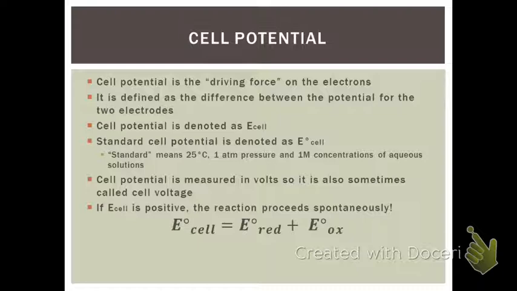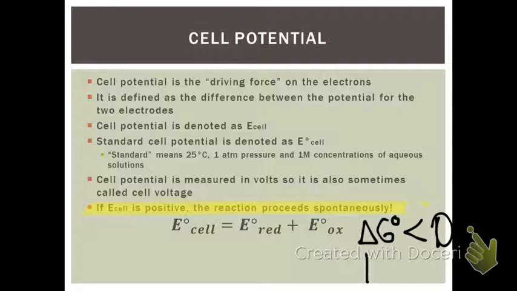And if you calculate it, and your E cell is positive, this is huge. If you get a positive E cell, then the reaction is spontaneous. So remember, if you think back to a couple chapters ago, delta G, which is the ultimate predictor of spontaneity, when delta G was less than 0, it was spontaneous. And when K was greater than 1, because you made a lot of products, then it was also spontaneous. Now add that to this: you now know that when E cell is greater than 0, then you have a positive, spontaneous reaction.